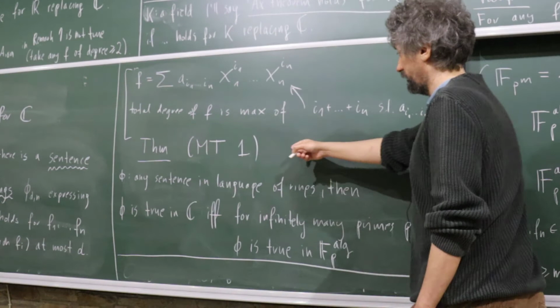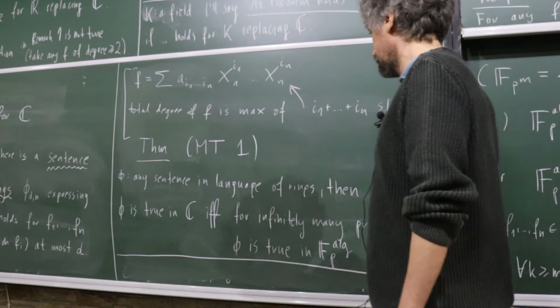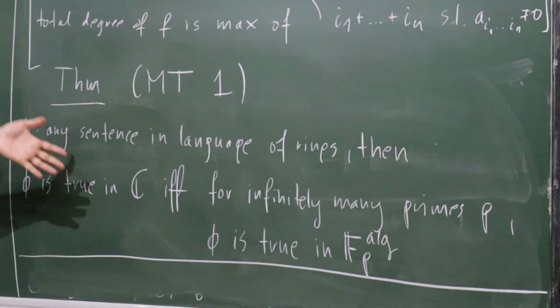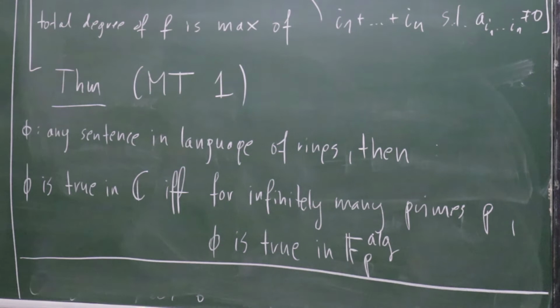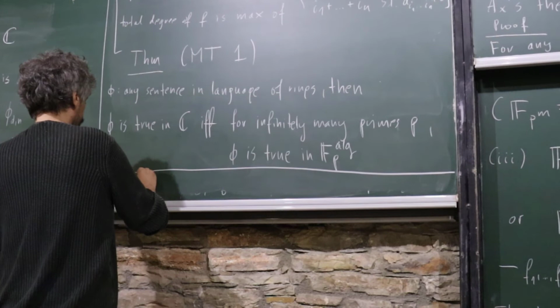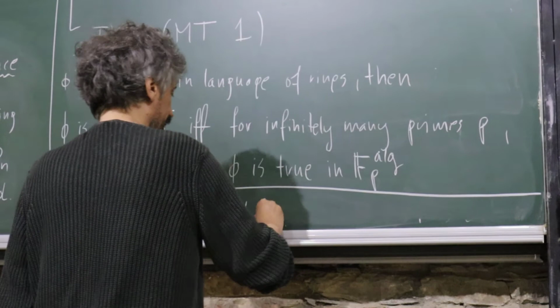That would require a bit more, so we will prove it maybe in the third or fourth meeting. This is an example of a model theoretic statement, something talking about sentences and how they are true in one field and in the others. It's also called the Lefschetz principle. So I hope it is clear that by theorem MT1 and step 2, we are done.